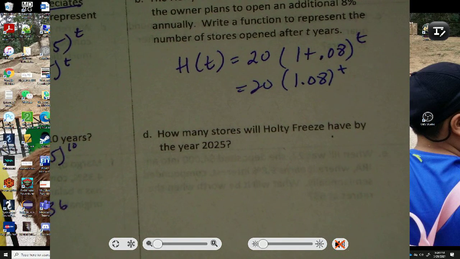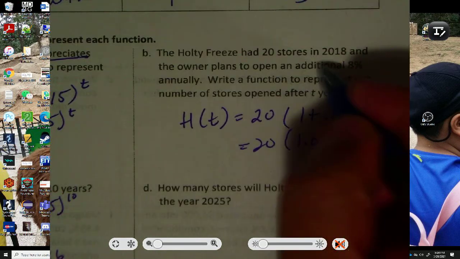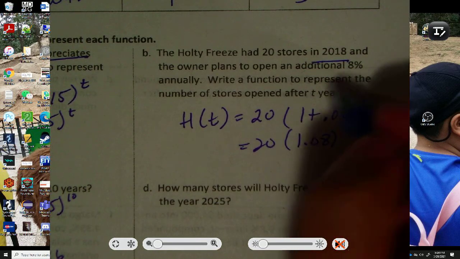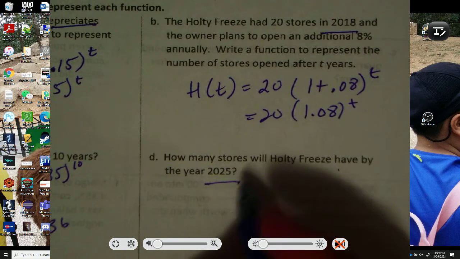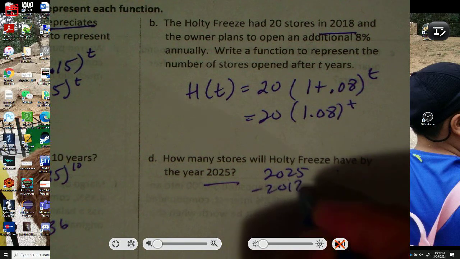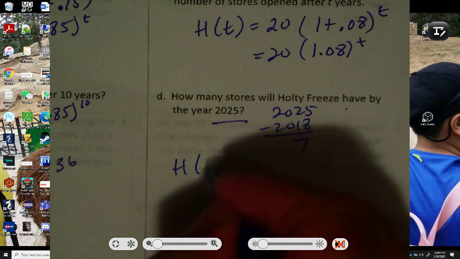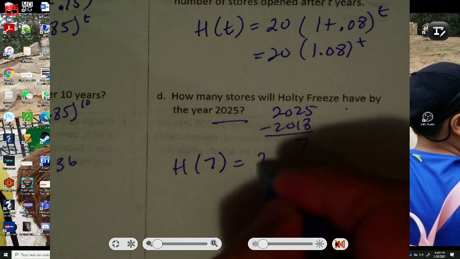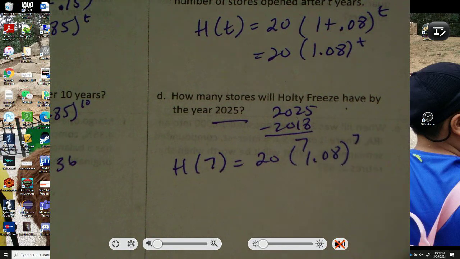Alright, how many stores will Holte Freeze have by the year 2025? Well, this formula starts at year 2018. And we're talking about what we have by 2025. So we subtract the two. So 2025 minus 2018 is 7. So we're going to plug 7 into the formula. So h sub 7 equals 20 times 1.08 to the 7th power.